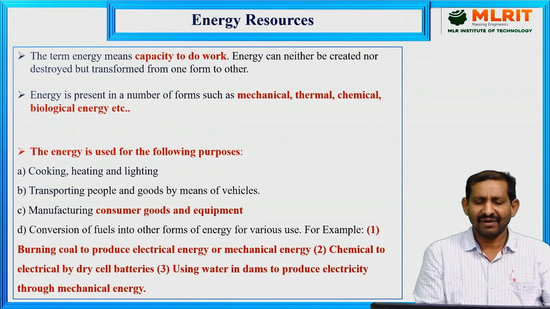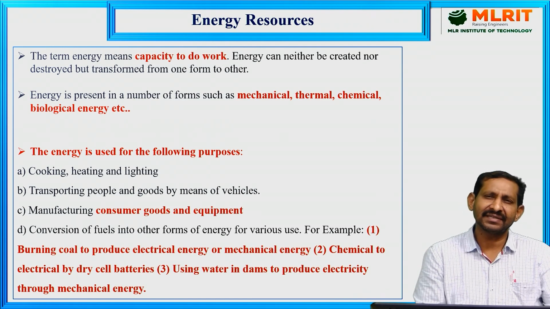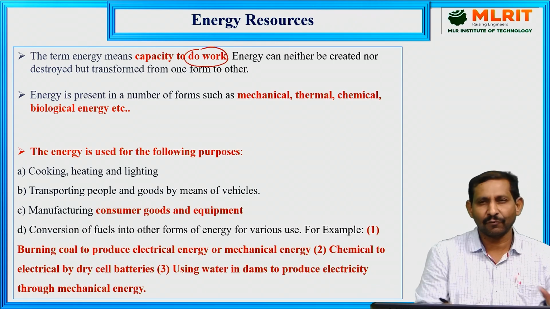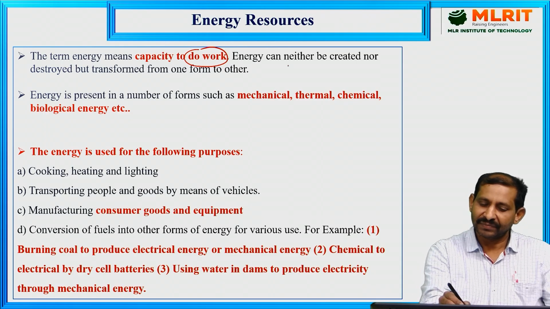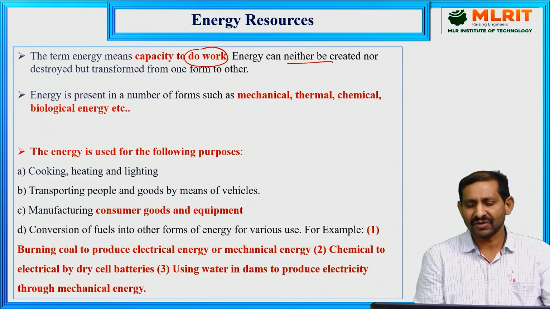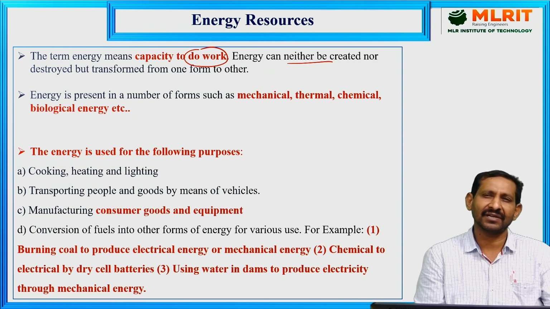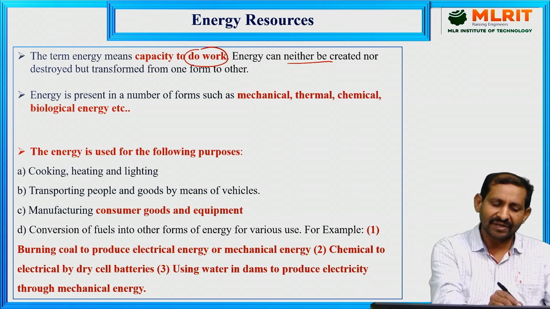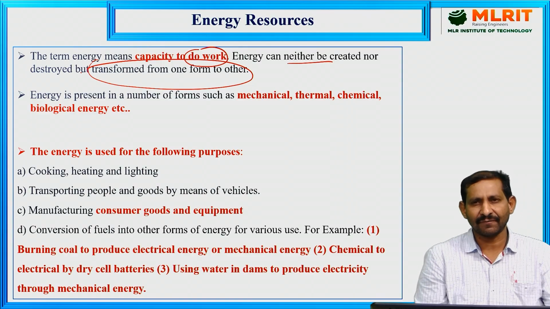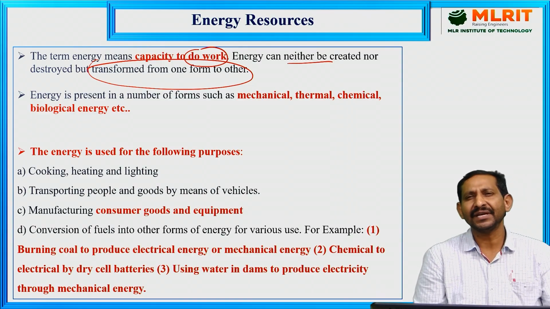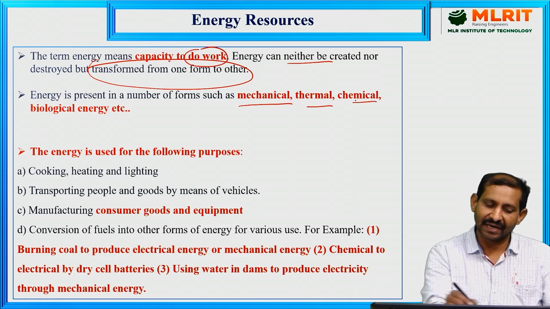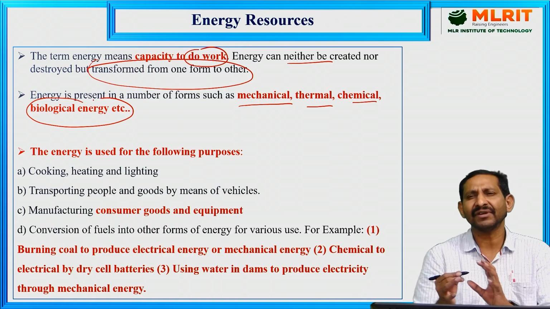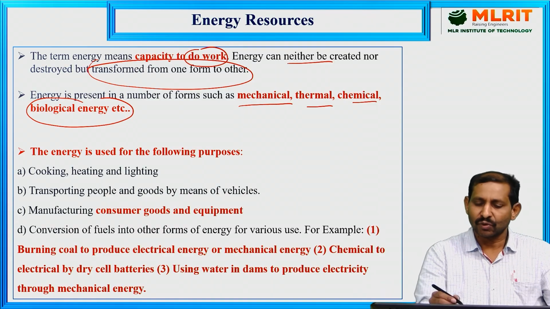So first, what is energy? Energy means the capacity to do work. For doing any work, energy is required. Energy can be neither destroyed nor created, as per Einstein's law. It will be transformed from one form to another form. But energy is available in different forms like mechanical, thermal, chemical and biological energy.